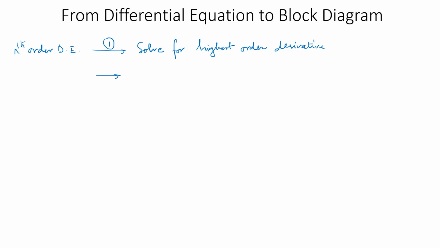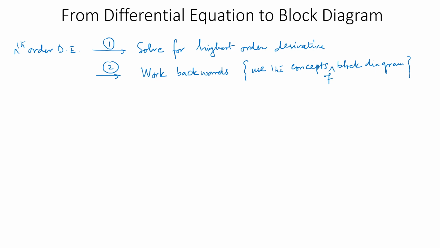In step number 2, you're going to work backwards. And in that, you're going to use the concepts of block diagrams. And remember, we have introduced the block diagrams already. So in that, the summing junction and the takeaway point and the process block and all that we have already discussed. So you can refer to the previous part of this lecture for that. So use the concepts of block diagrams in order to work backwards.